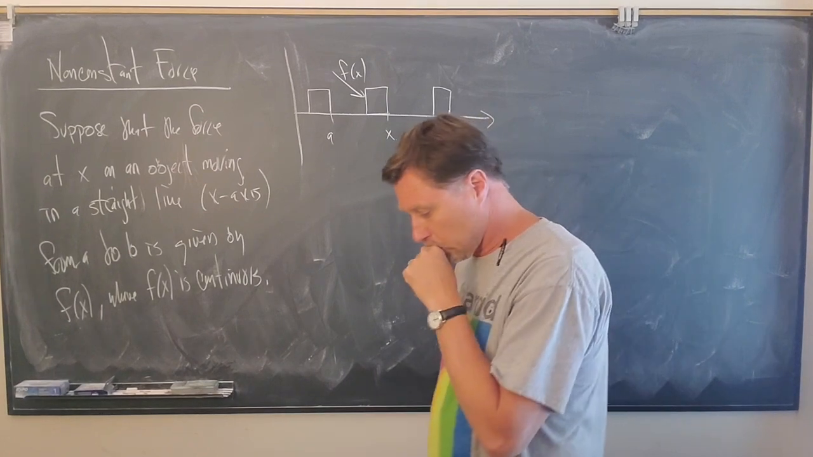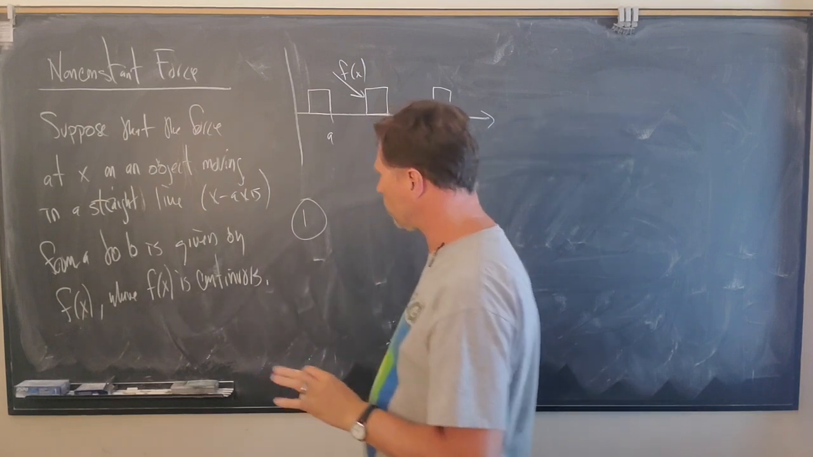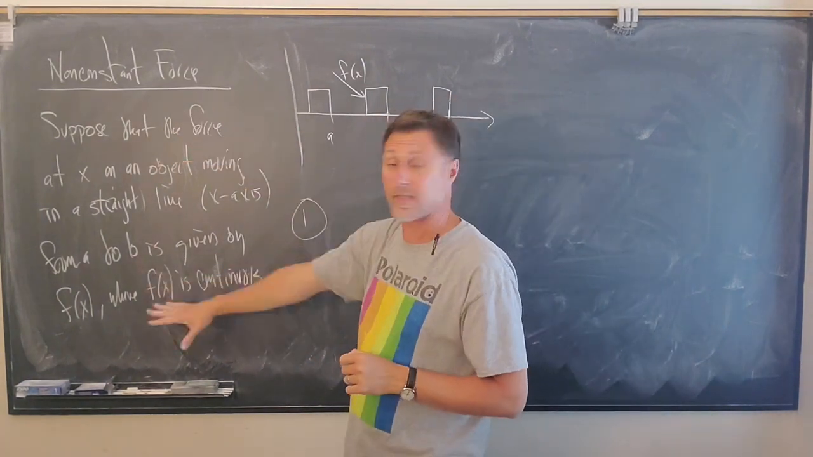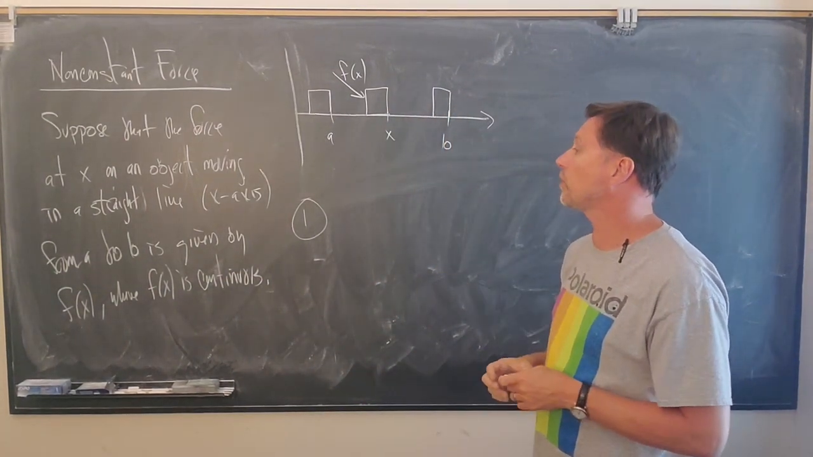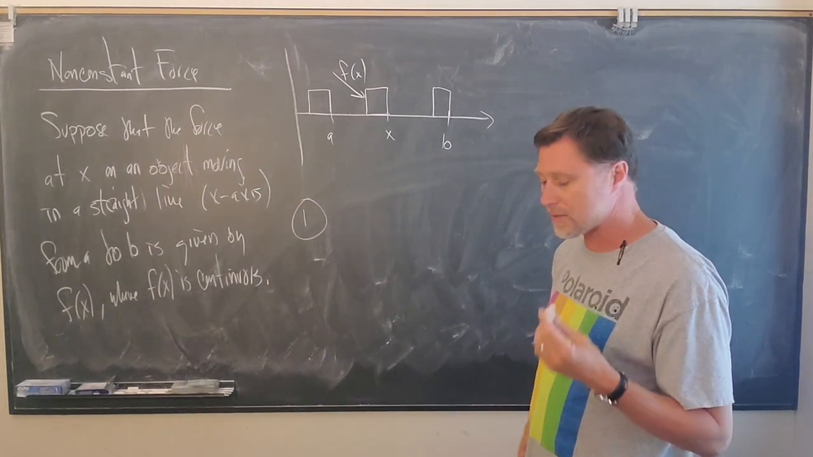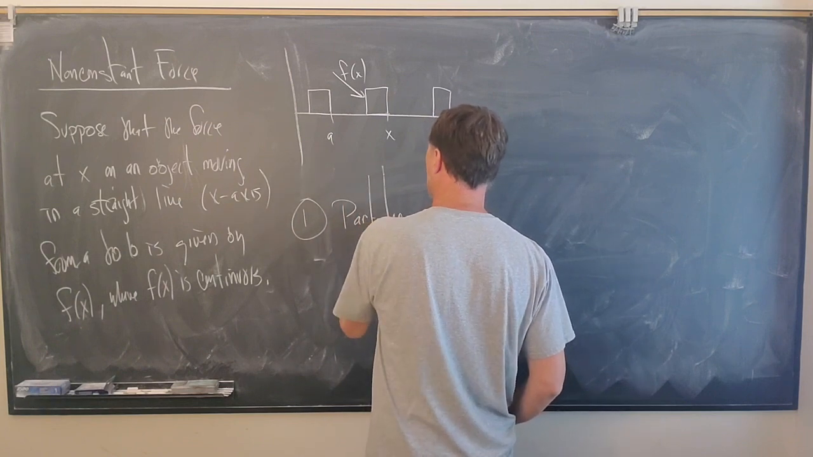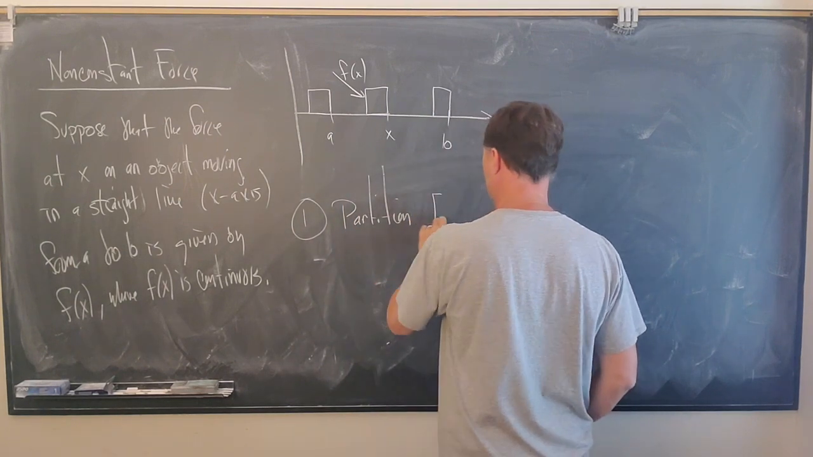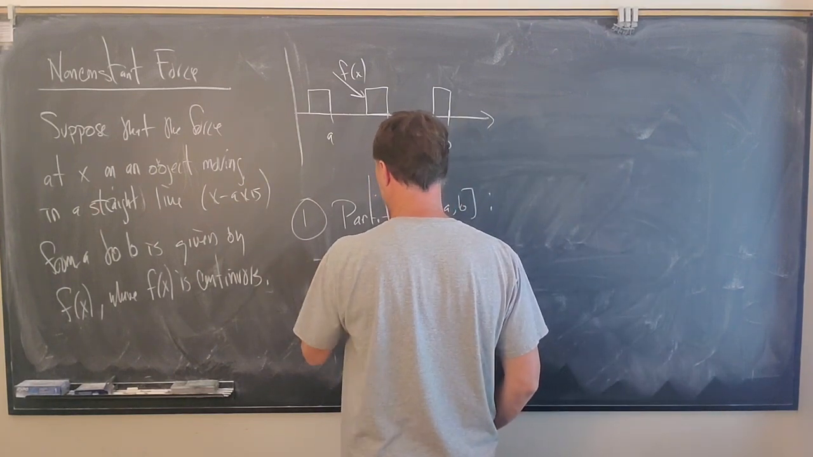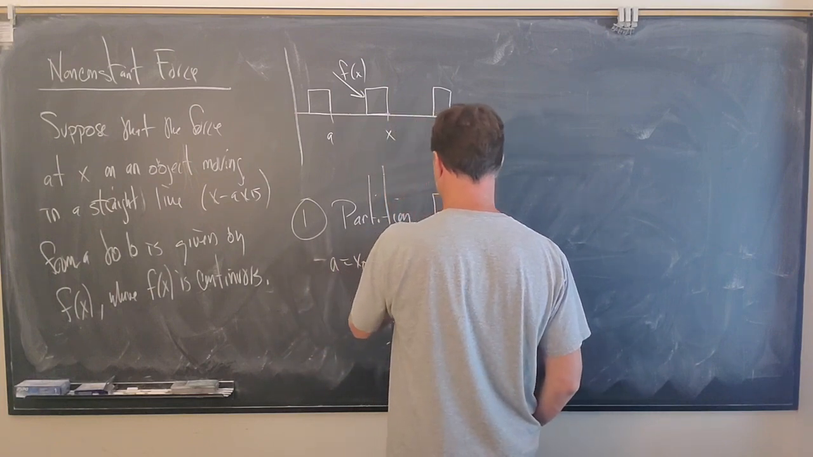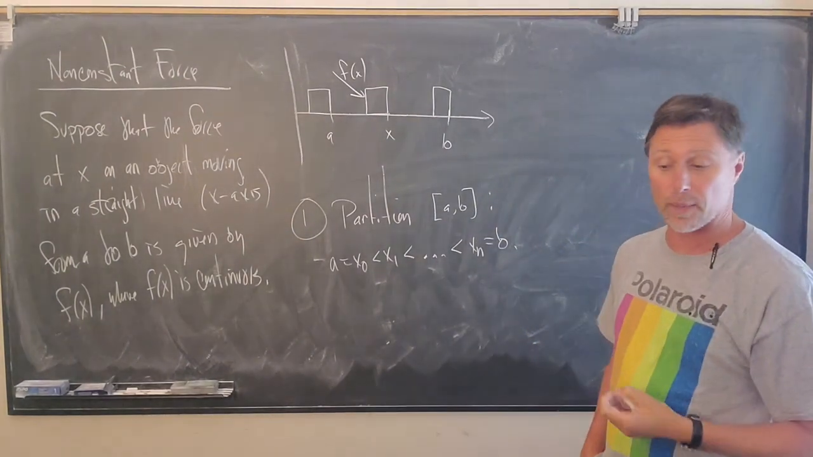Now here's what we would like to do. We would like to find the work done by the force in this setting right here, as this object moves from A to B. The process is going to be the usual one. Step one, I want to partition the interval AB as usual, so a equals x0 less than x1 less than ... less than xn, which is equal to b. So we chop our interval up into a bunch of pieces.